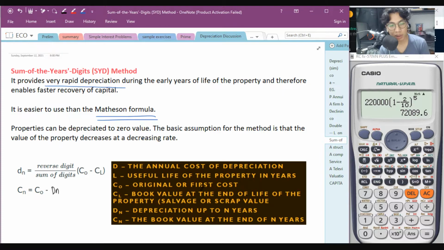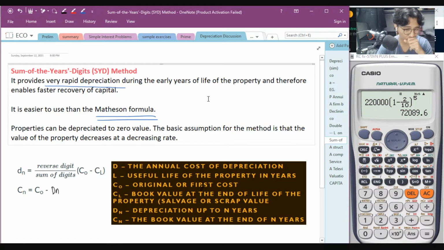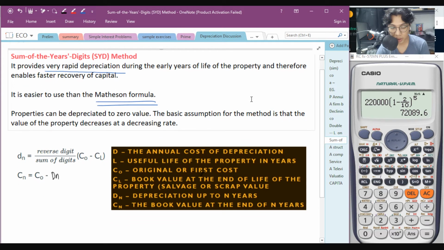So, properties can be depreciated to zero value. Unlike yung mga other methods, hindi mo sila basta-basta ma-depreciate into zero. And some of them, hindi talaga nagde-depreciate into zero values. So, the basic assumption here is that the value of the property decreases at a decreasing rate. Tama nga naman. Okay? Decreasing rate. So, how will we deal with this one? Okay?